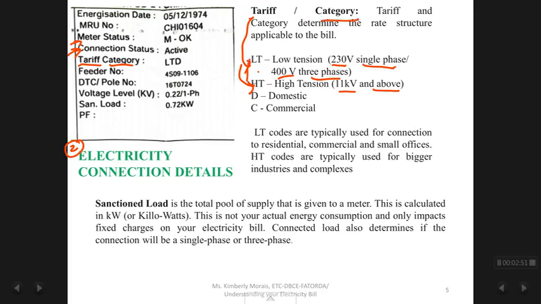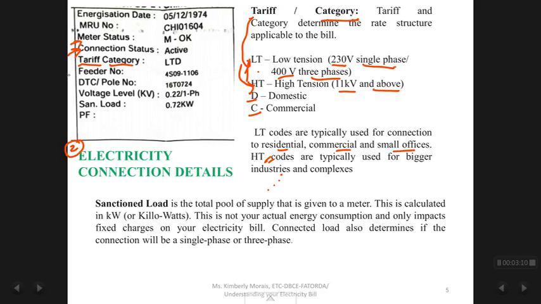The category part is that you can have domestic and commercial. Domestic is usually for your homes and offices. Commercial is usually meant for industries. So LT is usually used for residential, commercial and small offices, whereas high tension is usually used for industries.